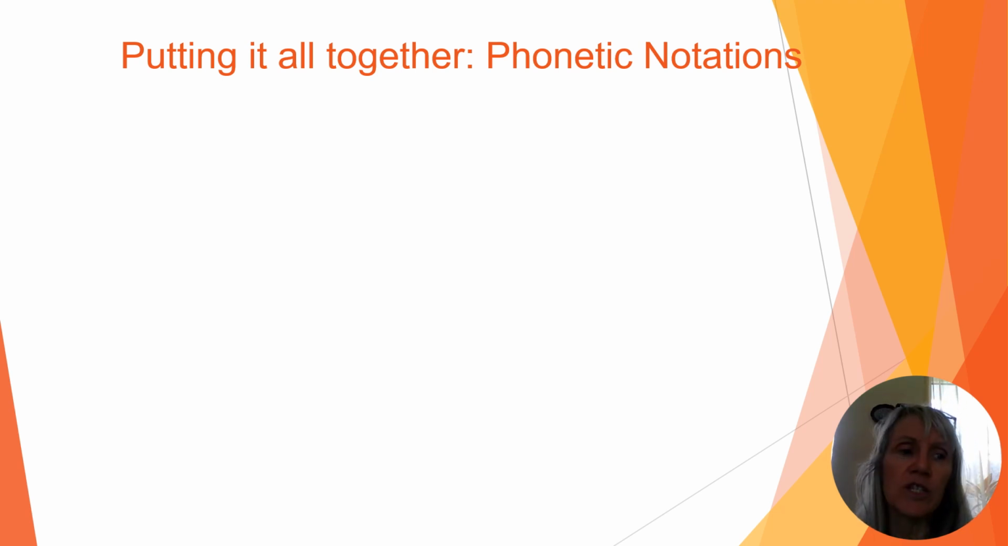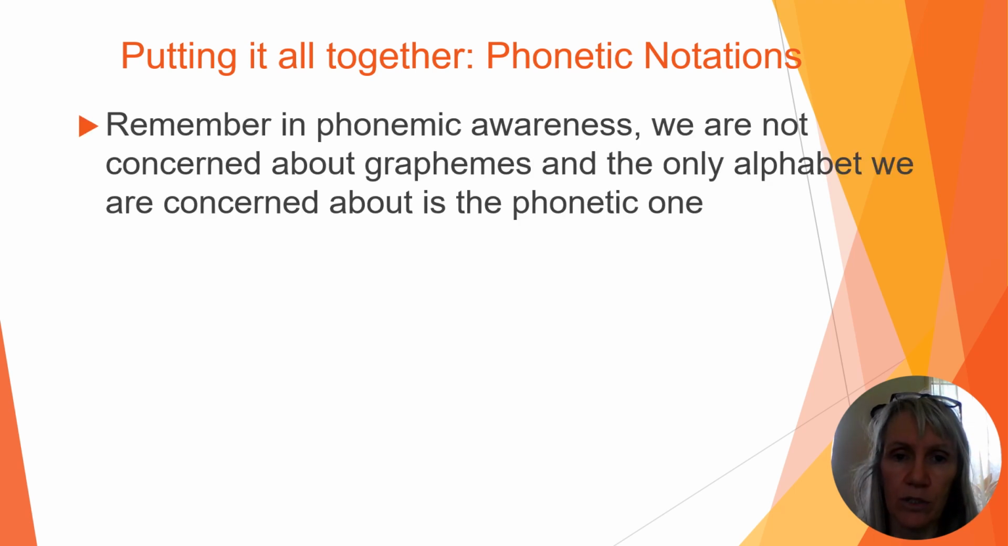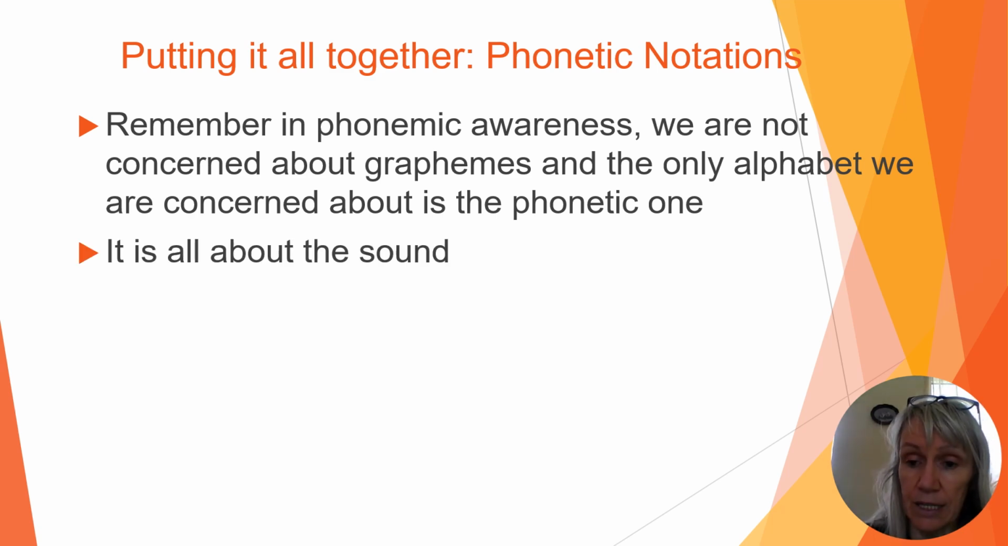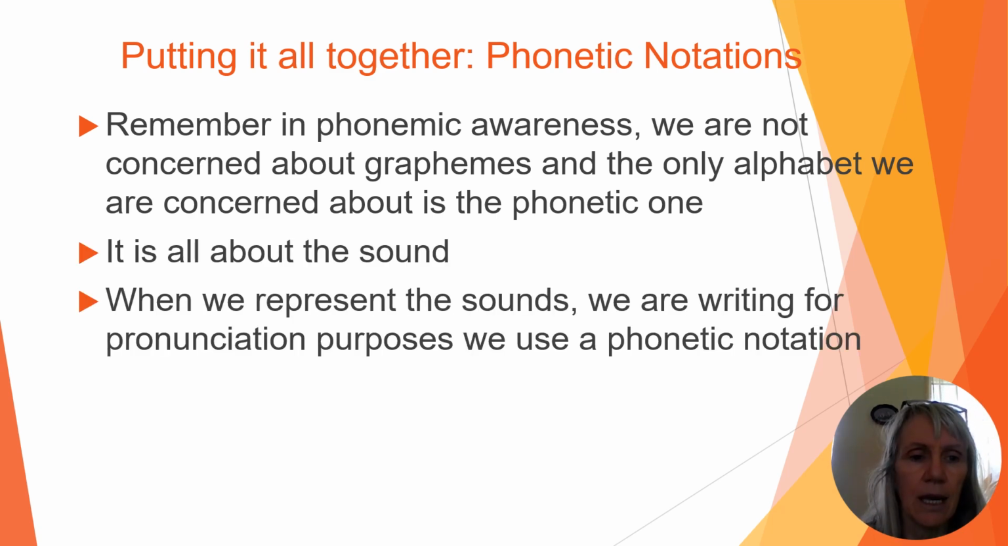So what might you see and where might you see it when we're talking about the sounds in words? We are not concerned about graphemes, and the only alphabet we are concerned about is the phonetic alphabet. It's all about the sound. When we represent the sounds, we are writing for pronunciation purposes. We are using what's called a phonetic notation. You will find this at the top of your dictionary page. So if you want to pronounce a word by sight by looking at the sound symbols, go to any dictionary page and look at the top, and they will offer a phonetic notation to help you with pronunciation.